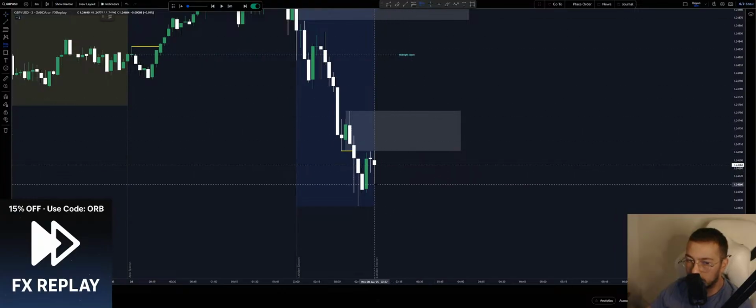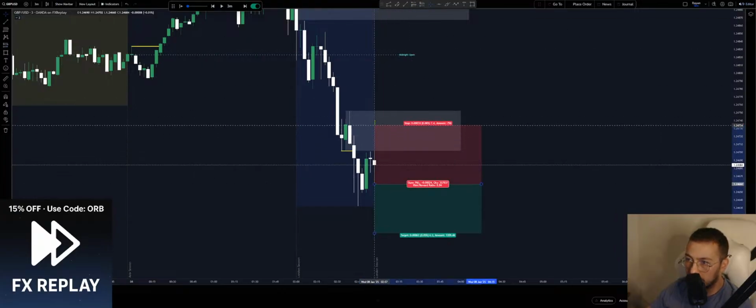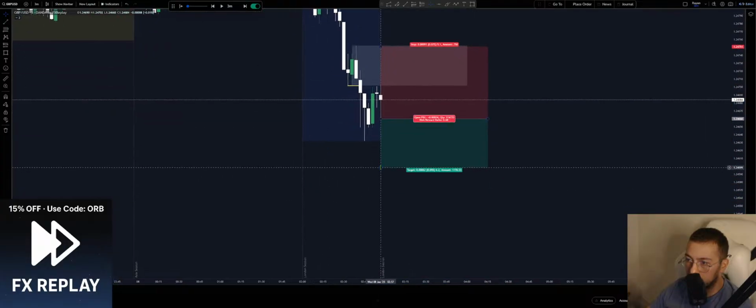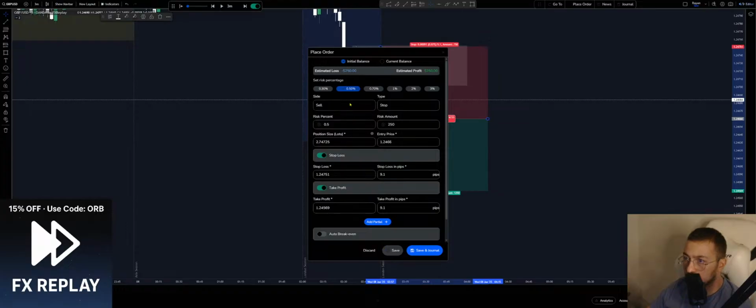So we will have a stop order here. Our stop is at the end of the zone, targeting 1-to-1 only. You place a stop order. I'm going to be risking the same thing, 0.5% out of a 50k account.